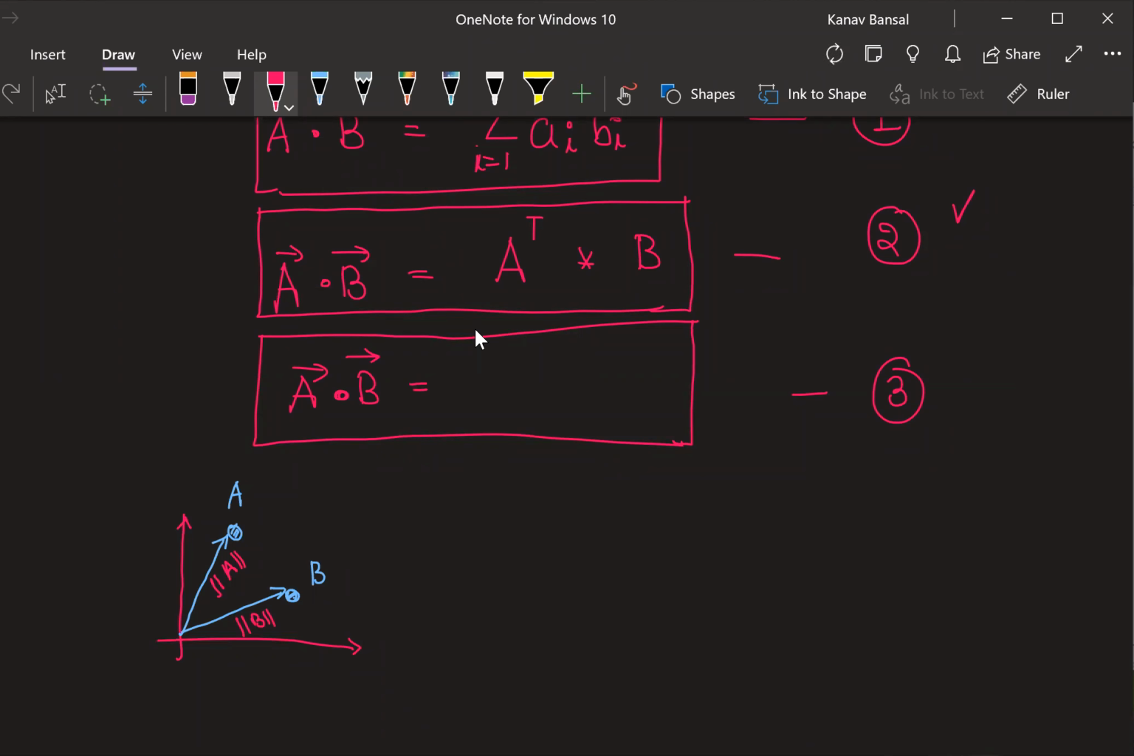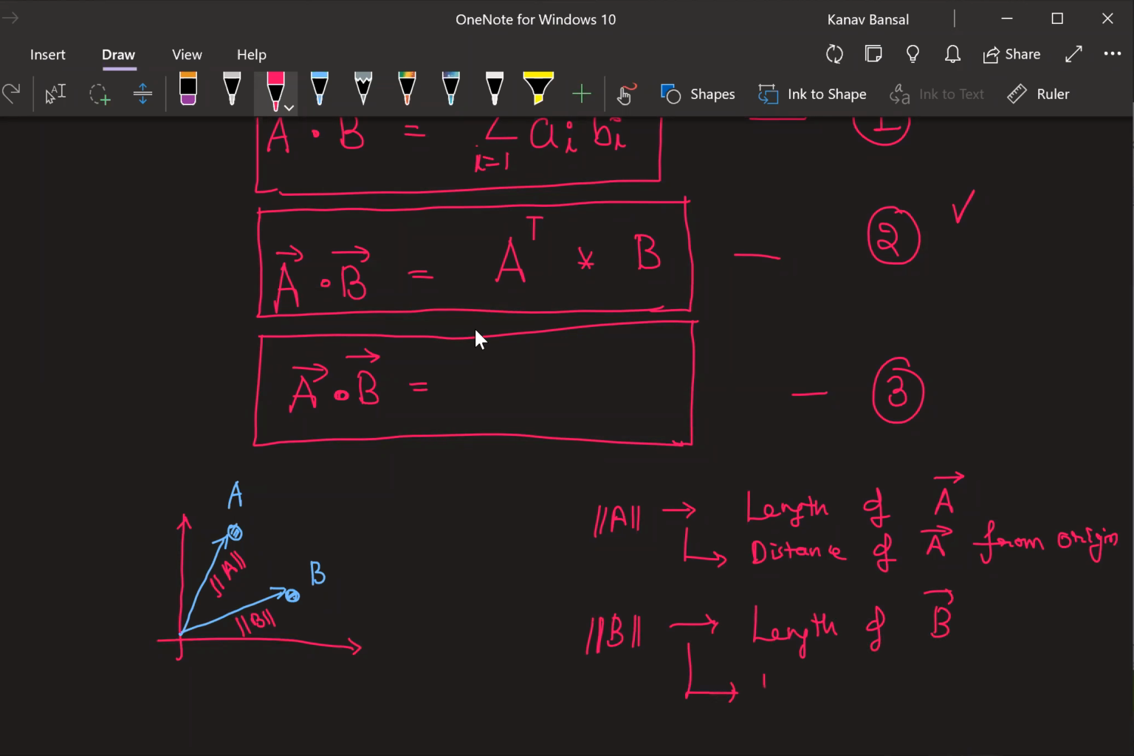What is the length of A? Yes, correct, Aarti. The length of the A vector is nothing but the distance of the A vector from the origin. Similarly, the length of the B vector can be represented like this, which is nothing but the distance of the B vector from the origin. I hope everyone is able to understand this concept. Yes or no?